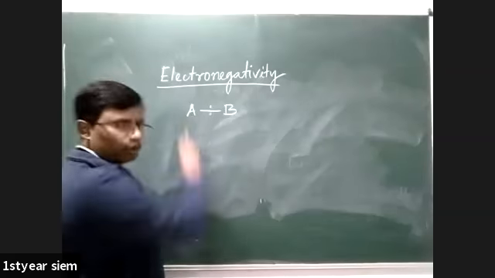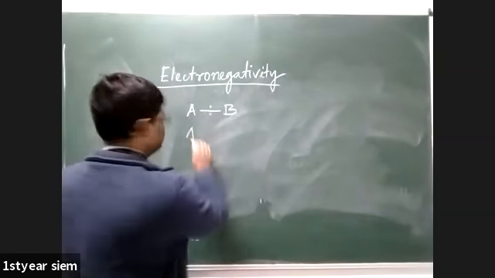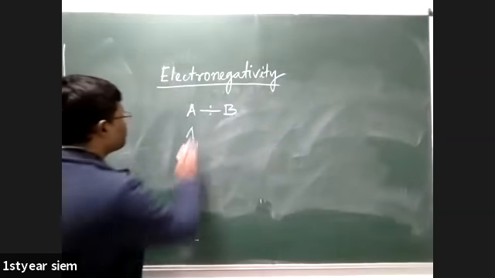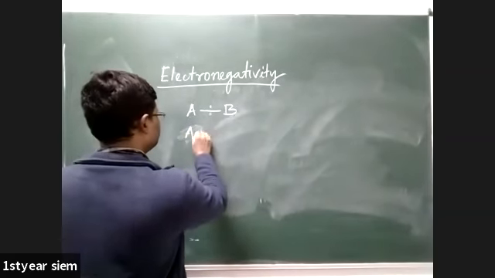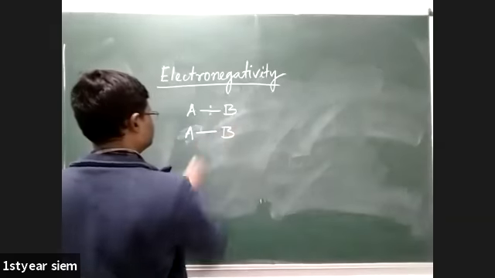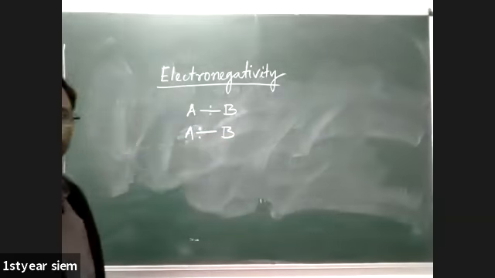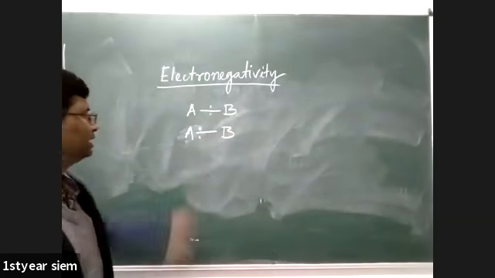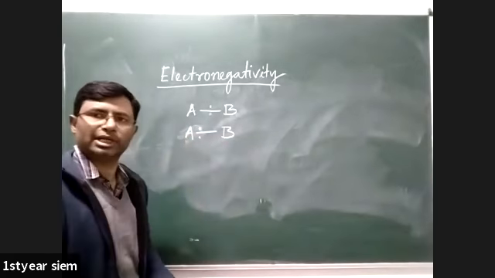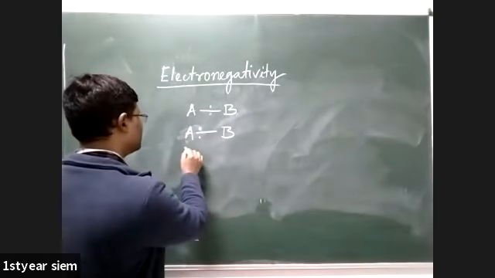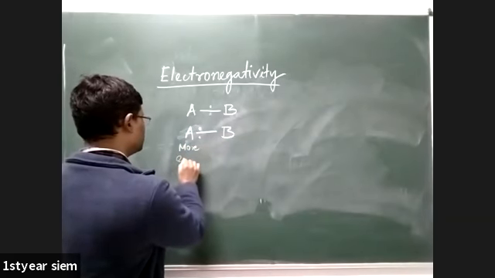If A is more powerful, that means the electron shifted toward A like this, then A is more powerful. That means A is more electronegative.